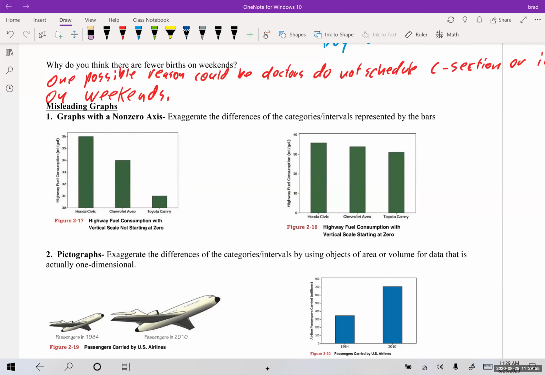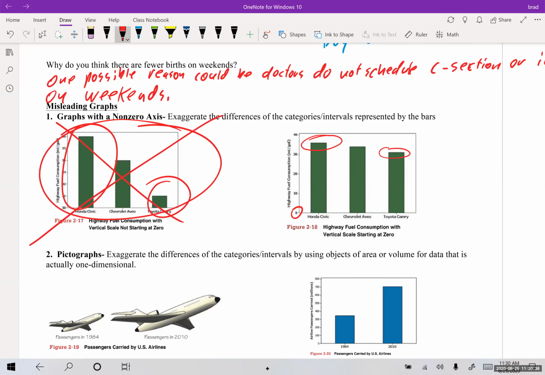Now, if they did it correctly and put a 0 here, it still shows that the Civic is better than the Camry in terms of fuel consumption. However, it doesn't look as exaggerated. So now this is a more realistic graph. This is somebody that's trying to be fair and show the data correctly. The other is somebody trying to convince you to buy a Honda by making you look at the exaggerated fuel economy of the Civic versus the Toyota Camry. This is someone trying to give you all the data and show you, yes, the Civic is better than the Camry in terms of fuel economy. However, it's not grossly exaggerated like in this one.